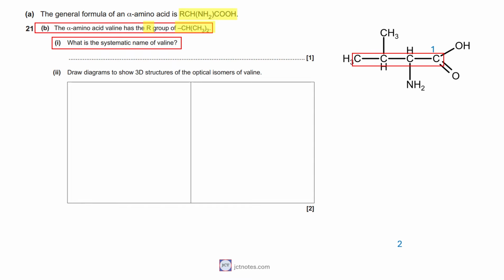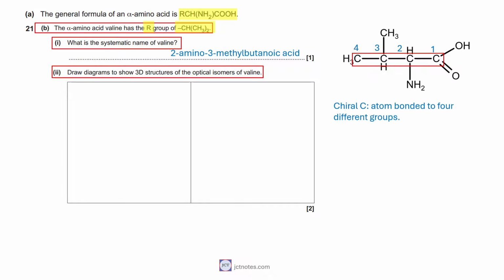Then, the systematic name of valine is 2-amino-3-methylbutanoic acid. In the second question we are asked to draw diagrams to show 3D structures of the optical isomers of valine. To draw optical isomers, first locate the chiral center. This is a carbon atom bonded to 4 different groups. In the given structure, carbon 2 is the chiral center.